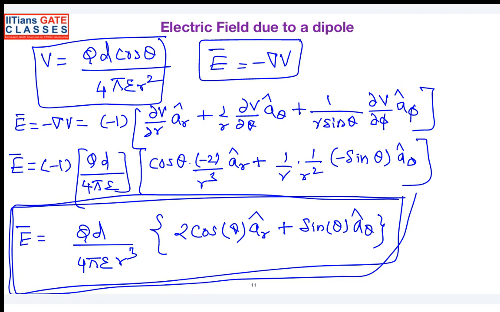So you need not remember this equation, just you can see the application. Once you know the electric potential, how to calculate the electric field intensity. So here you can go through this derivation. So any questions we have?